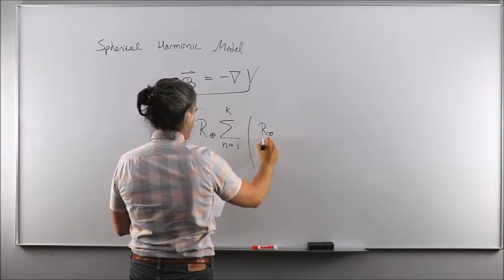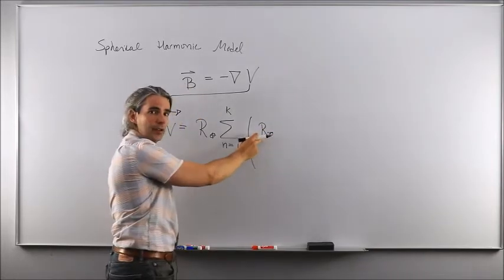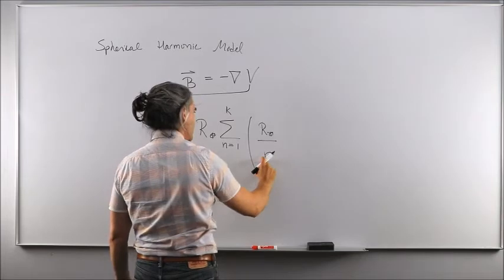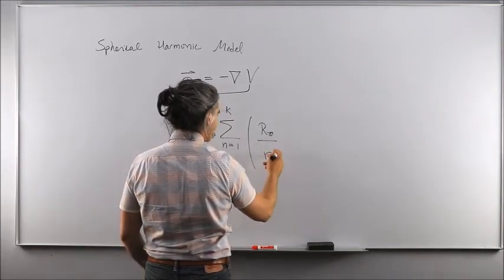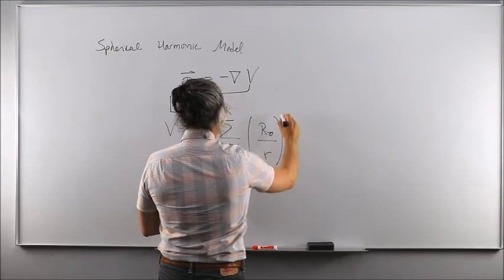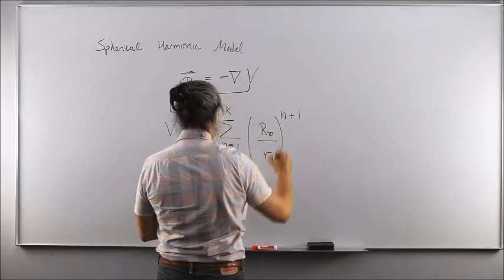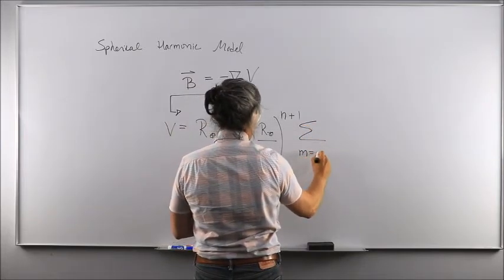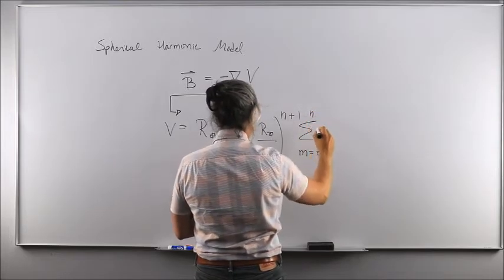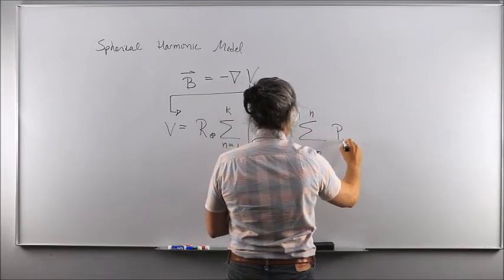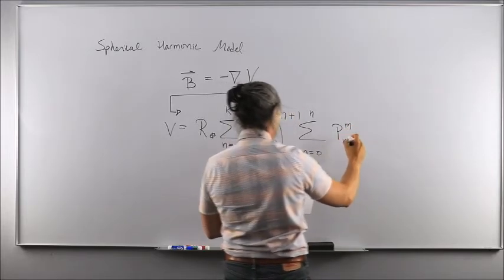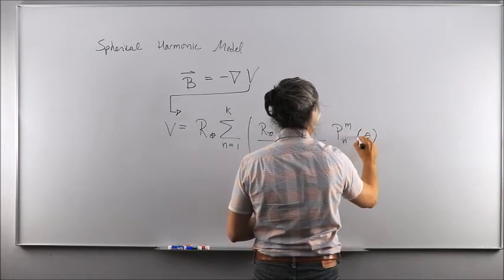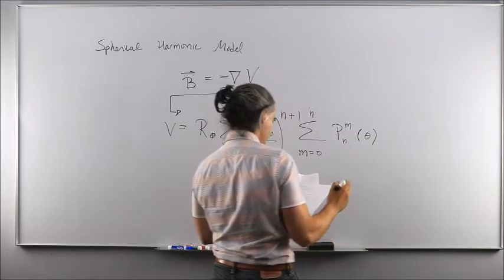And then the mean equatorial radius of the Earth, that's your 6,378 kilometers, over the distance between the planet and the spacecraft, the instantaneous position or distance, to the power of degree, which is n plus 1. And then another summation from order m equals 0 all the way to the degree n of Legendre polynomial functions. That will be a function of theta. Theta will be defined as the co-latitude of the current spacecraft position along its orbit.